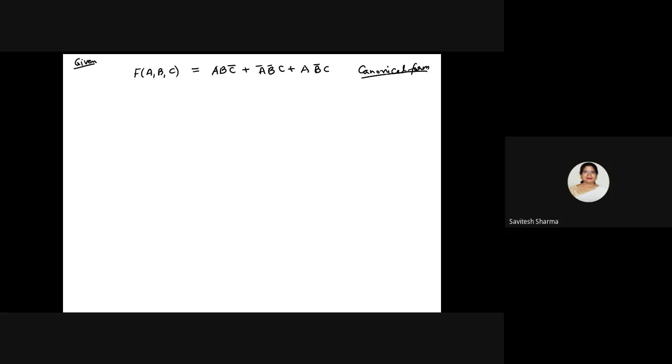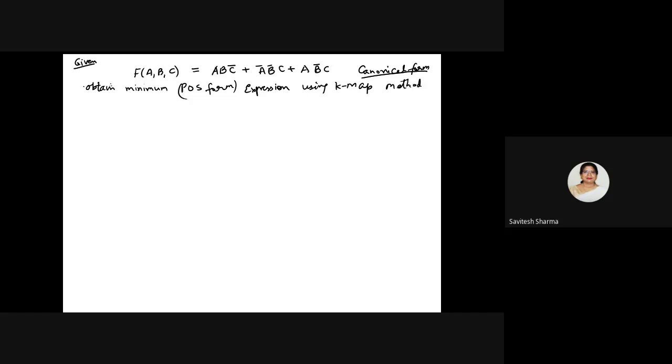Why is this a canonical form? Because total variables are 1, 2, 3. So in each term, all variables are there. That's why it is a canonical form. So I am asking you to minimize the function and write the expression in POS form. Obtain the minimum expression, and this expression should be in the POS form. Okay, so for the minimum expression, I am using the K-map method.